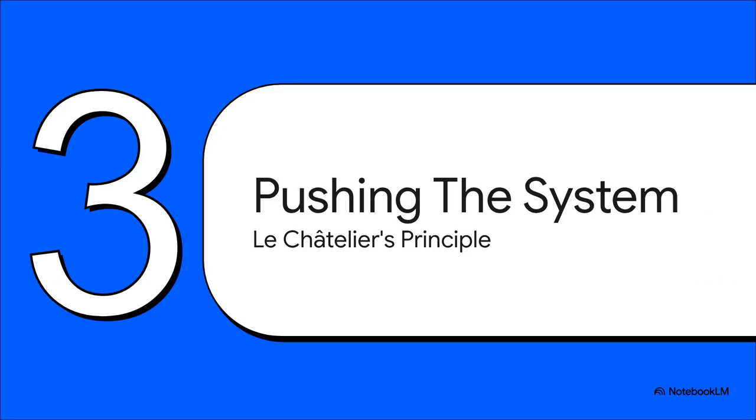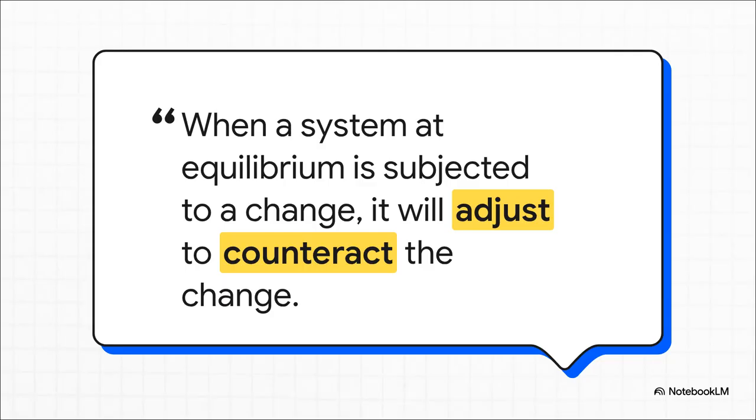So, knowing where our reaction naturally wants to settle is cool and all, but what if we want to rig the game? What if we want to force it to make more of what we want? Well, that's where we learn how to push the system's buttons using this awesome idea called Le Chatelier's principle. Okay, this principle is a total game changer in chemistry.